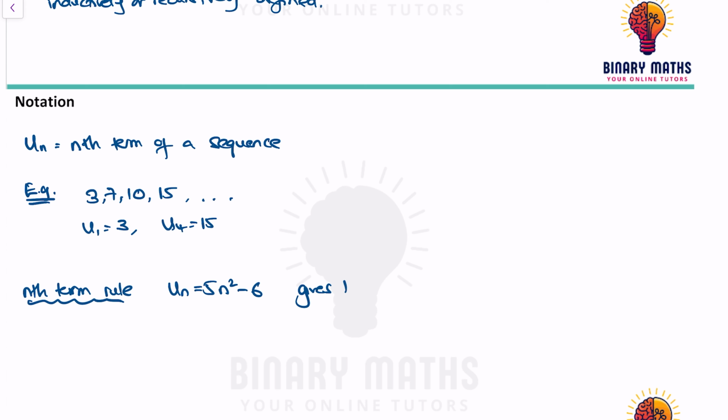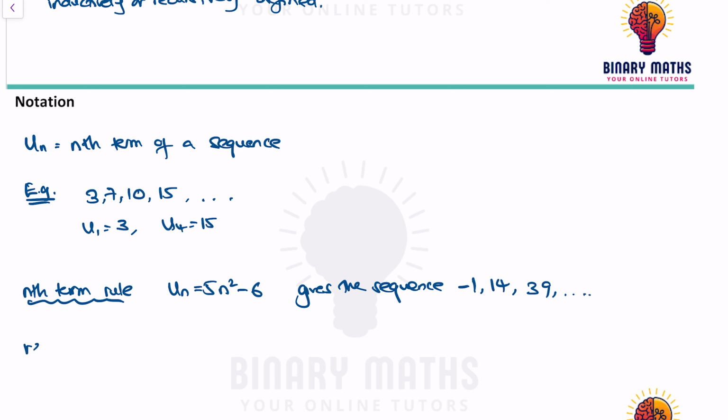That gives the sequence. When we substitute 1 in, we get −1. When we substitute 2 in, you get 5 times 2 squared, which is 20, take away 6 is 14. Then for the third term, we substitute 3 in: 5 times 3 squared, which is 5 times 9, 45, take away 6 is 39, and so on. So we can generate a sequence using the nth term rule.